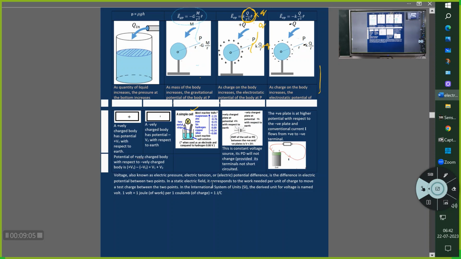So electric pressure or electric tension or electric potential difference is the difference of the electric potential between 2 points. In static electric field, what does this signify? So there is potential difference between those 2 points. What does it signify? What does it feel? How does it physically manifest? Okay, what is your question? No, sir, you told what does static field signify? So it means the object has charge and it is not moving.